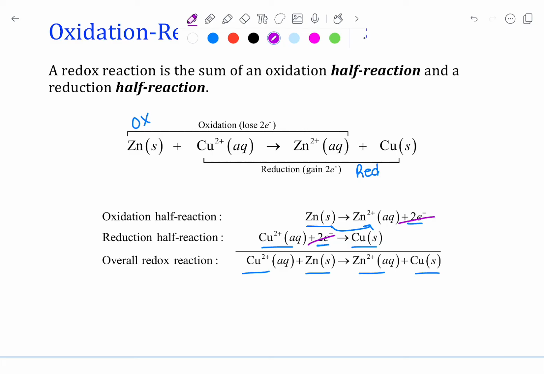cancel out. Since the 2 electrons from the zinc had to go somewhere, they can't just float around in solution, right? We can't have just rogue electrons everywhere. So they need to go to the copper. So they should be canceling out in the overall reaction. We would not have any extra electrons left over in our reactions.